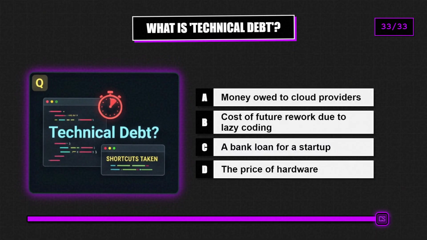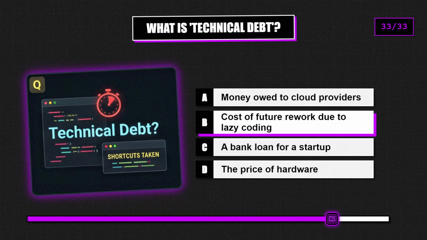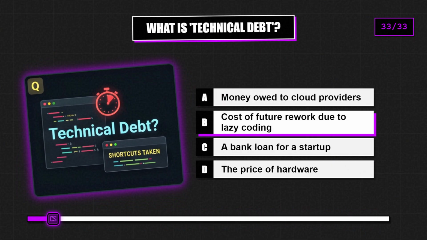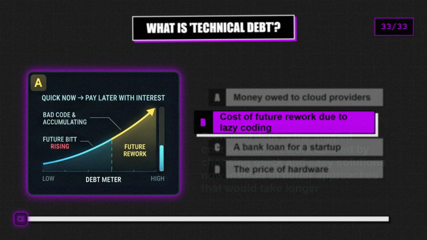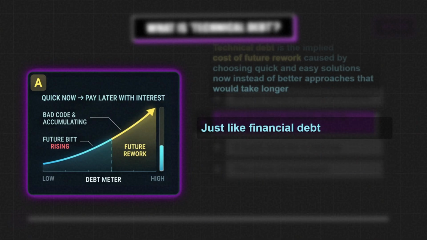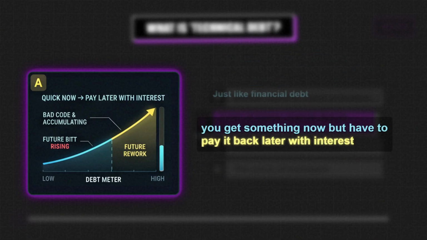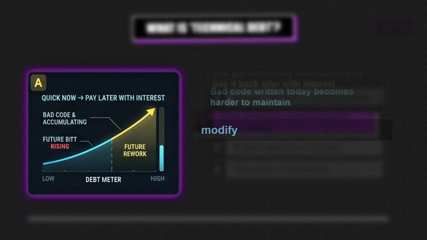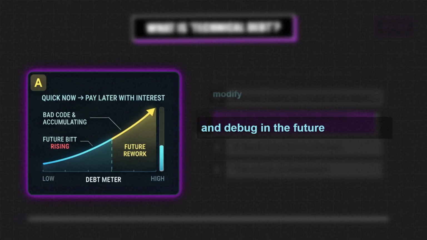What is technical debt? Technical debt is the implied cost of future rework caused by choosing quick and easy solutions now instead of better approaches that would take longer. Just like financial debt, you get something now but have to pay it back later with interest. Bad code written today becomes harder to maintain, modify, and debug in the future.